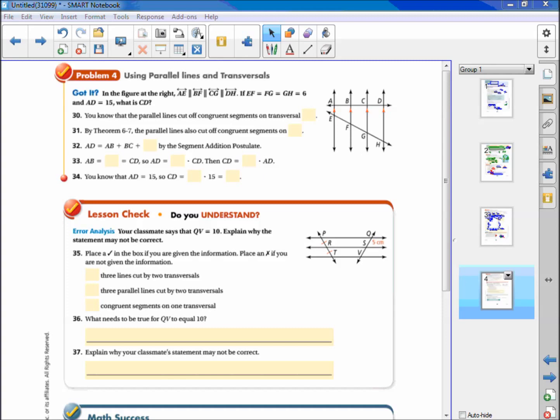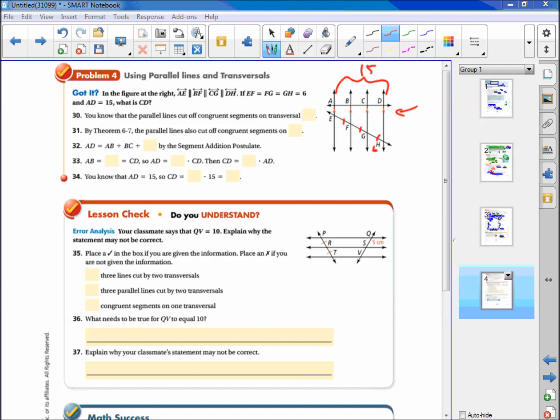Okay, on our last page we have problem 4 here, using parallel lines and transversals, so what we just learned. In the figure at the right, all 4 lines, AE, BF, CG, and DH are parallel, and you can see the little red marks on them in the middle here to show parallel. Okay. And it says EF is congruent to FG, which is congruent to GH, and it's just congruent to 6. All of them are 6 here. Okay. And that AD is 15. So from here to here is 15. And then we are supposed to find what is the length of CD.